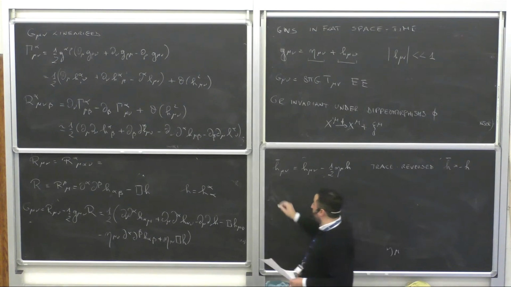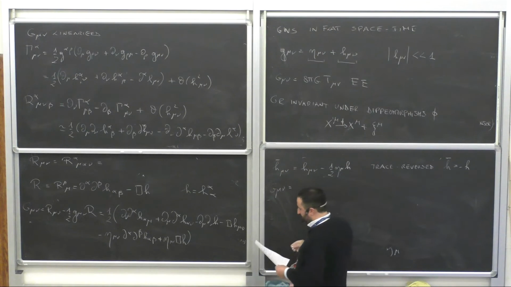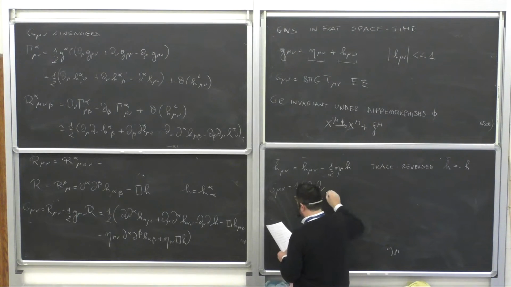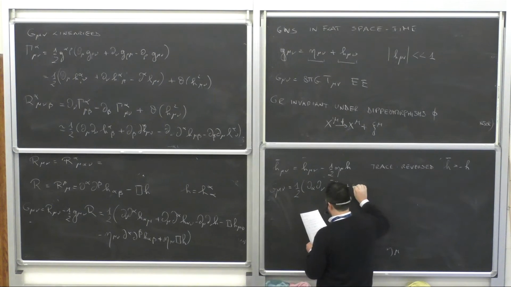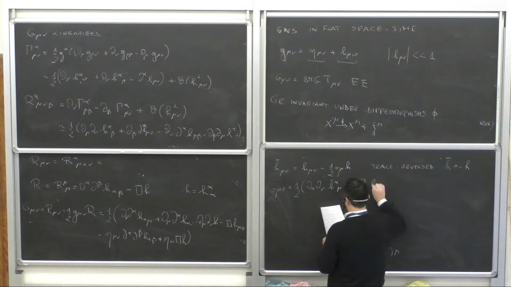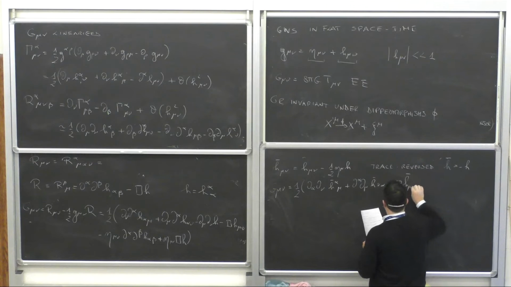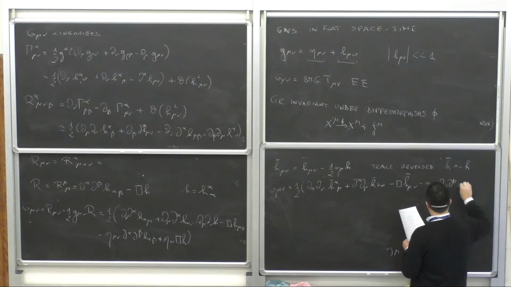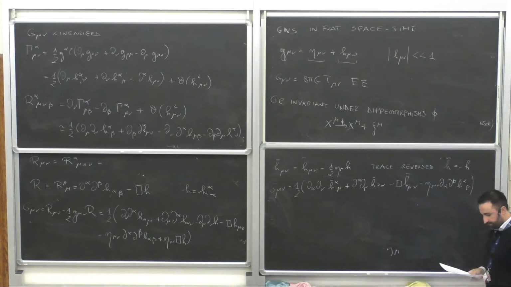If you rewrite your Einstein tensor in terms of the trace-reversed metric, what you get is the following, plus ∂_α ∂_μ h bar_{να} minus. Okay, you should get this.